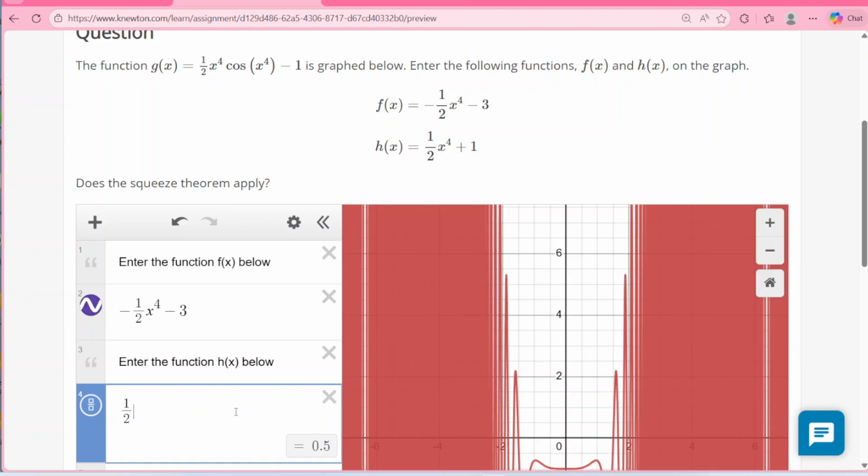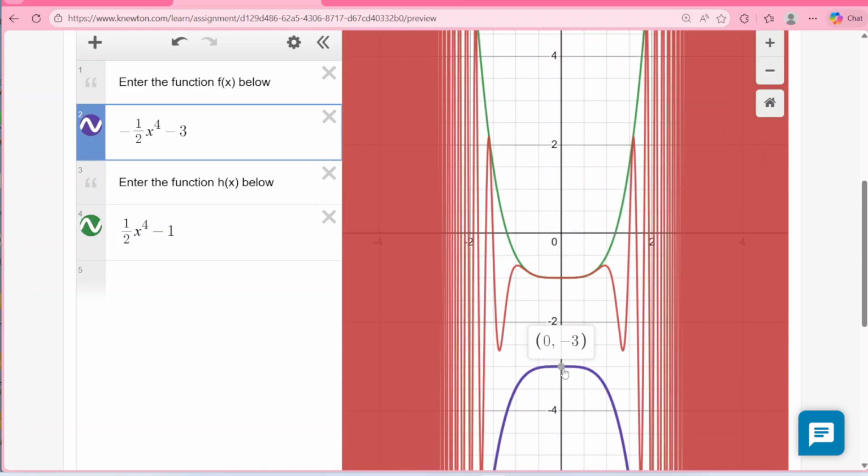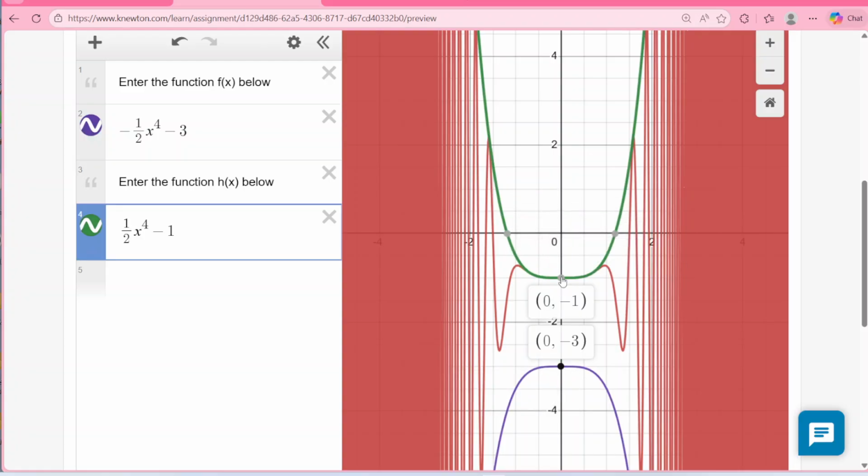But they won't be approaching the same location. Watch, right? So 1/2 x to the 4th minus 1. So look. See the red graph, see this blue graph is approaching negative 3 on both sides of 0. The green graph is approaching negative 1.